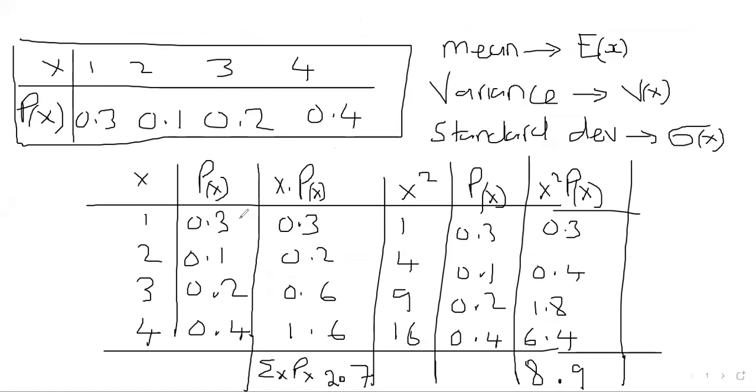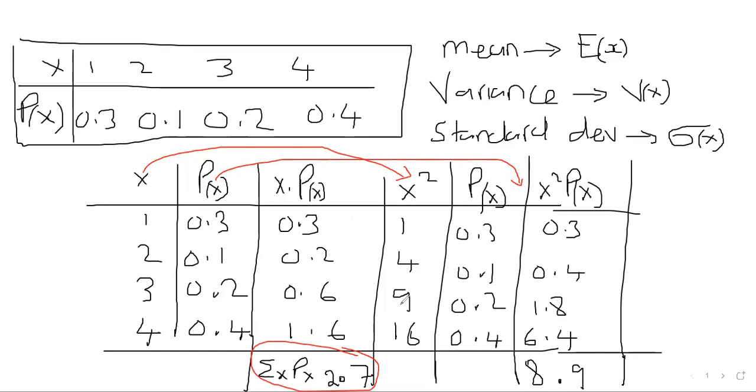When you multiply this by that, this by that, this by that, you directly get your mean. Then bring back this column and square it: 1 squared, 2 squared is 4, 3 squared is 9, 4 squared is 16. Then bring back this probability here, 0.3, 0.1. Then just multiply this by that, and we get this figure.